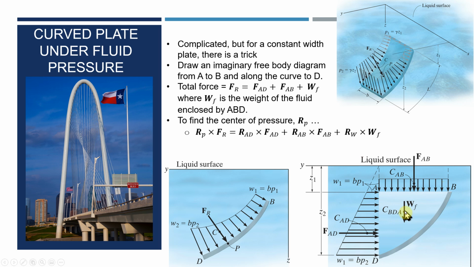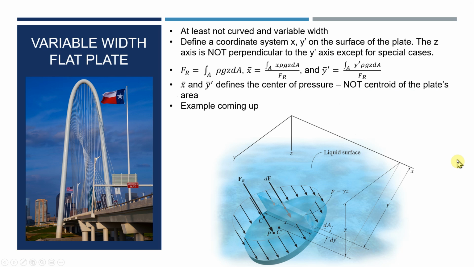And then the weight of the water. So the third force acting upon the plate is whatever is acting on this surface, plus the weight of the water that's inside our free body diagram that we've drawn. Now we've got some relatively simple formulas. The hardest part is going to be finding the weight of the surface.